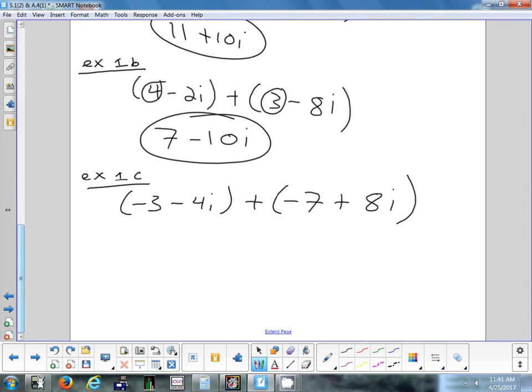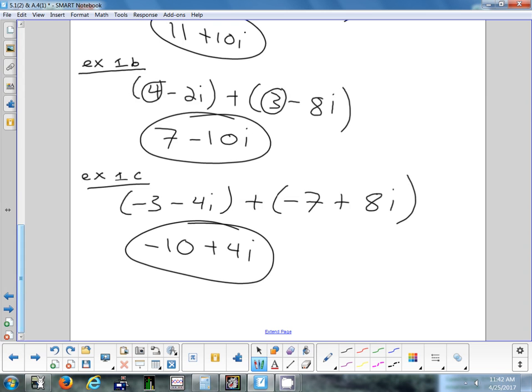Okay, and then example 1C. Graham, what do you get for a real part there? Yep, -3 plus -7. And the imaginary part, -4 plus +8. So it's +4. Yeah, +4. Okay, any questions on that?